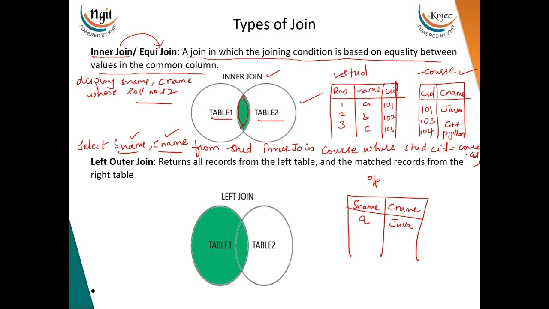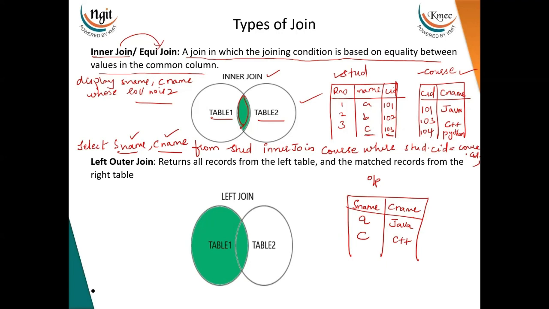Next, coming to 103. 103 is present here. And let us check whether 103 is present in the course table. Yes, we have 103 in the course table. So thereby the name for this 103 in student ID is C, and the course name for this 103 is C++. So you get this as output.